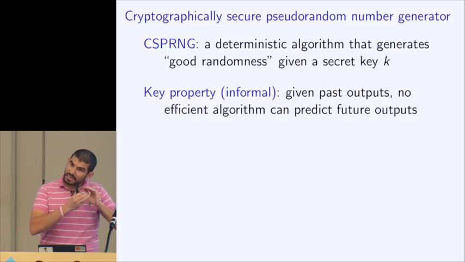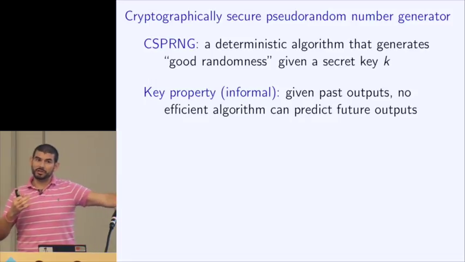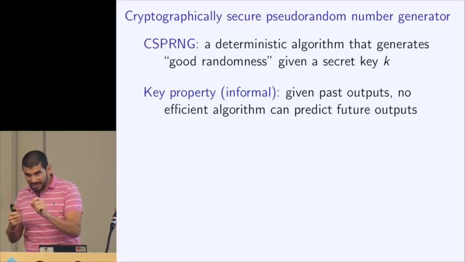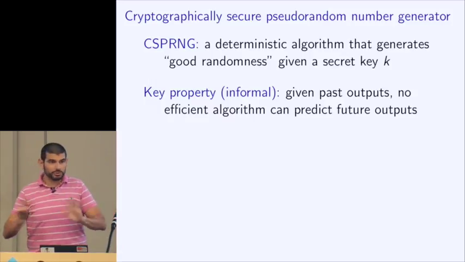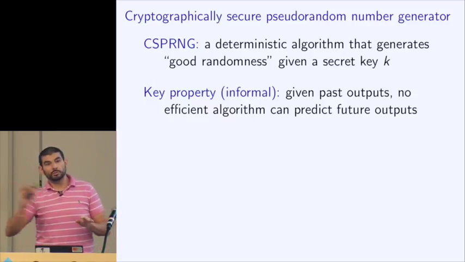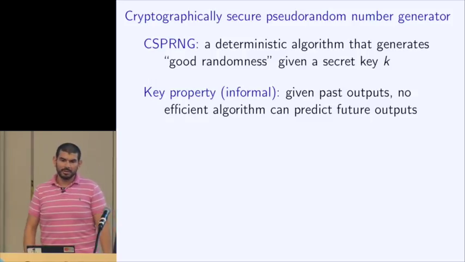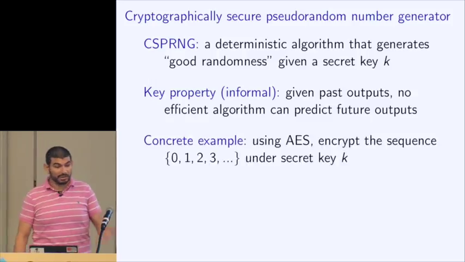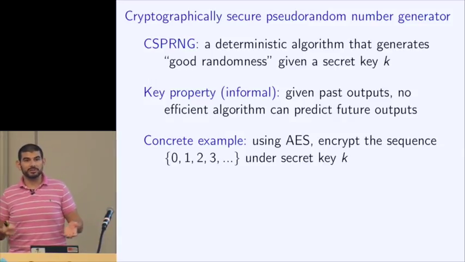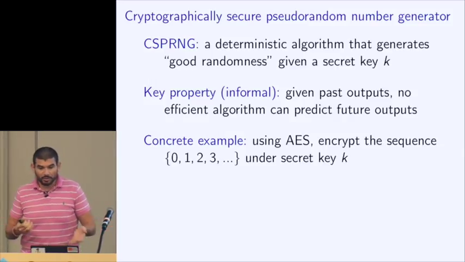If you've seen every past output of this generator, as long as you don't know what the key is, there's no way you're gonna be able to predict any future outputs. In particular, there's no efficient algorithm that can compute what the future outputs should be. And now the next question is, okay, well, how can we build such a thing? Well, it turns out that under reasonable assumptions like AES is secure, we can build it.